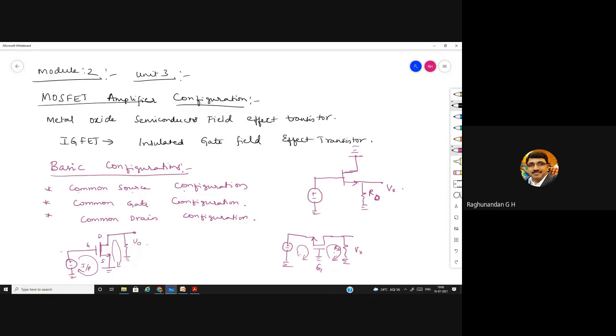After that, the common drain configuration. Here, the signal at the source is going to follow the gate voltage, and the output will depend on the gate voltage. This also has high input impedance and low output impedance, and it is used as a buffer because the voltage gain is usually unity.